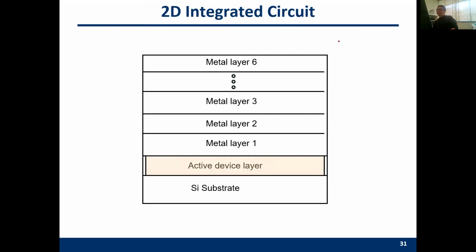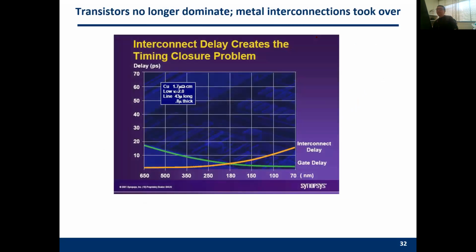So instead of fabricating the whole chip in a 2D die, people started to do some 3D integration. Why do they want to do that? The answer is simple. Because with the scaling of your transistor, the transistor size becomes smaller and smaller, and the transistor speed becomes faster and faster. However, the interconnections become slower.